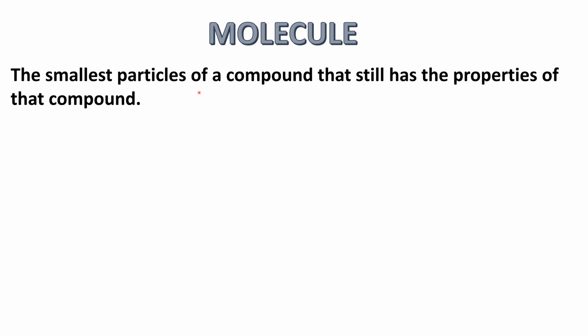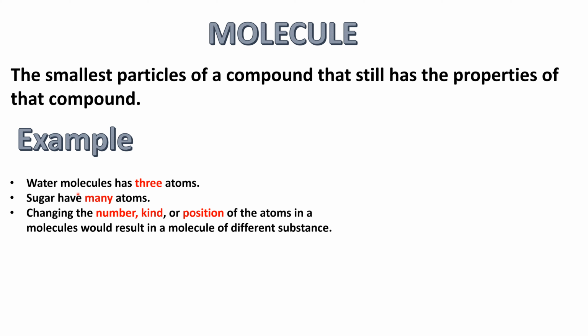Molecule. It is the smallest particle of a compound that still has the properties of that compound. For example, water molecules have 3 atoms. Sugar has many atoms. Changing the number, kind, or position of the atoms in a molecule would result in a molecule of a different substance.